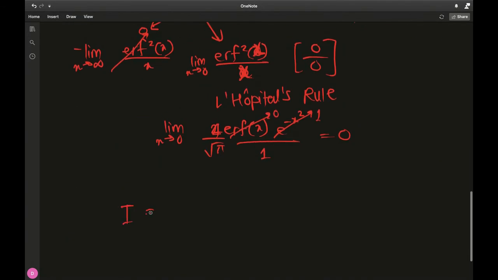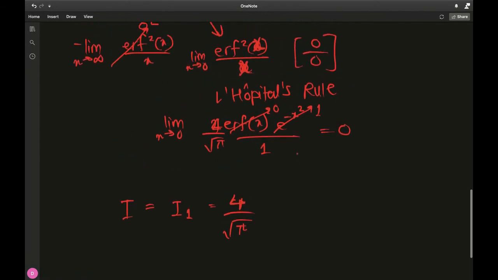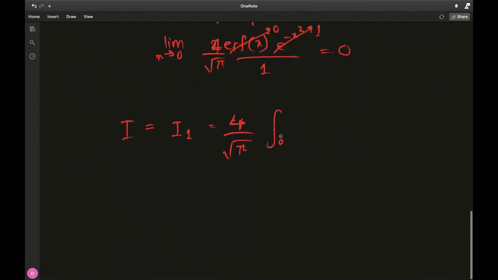So the integral that we were concerned with is just going to be equal to I1, which is 4 over square root of pi times the integral from 0 to infinity of the error function of x times e to the negative x squared over x dx. Now this is going to require a little more work, so let's tackle this on a fresh page. See you then.